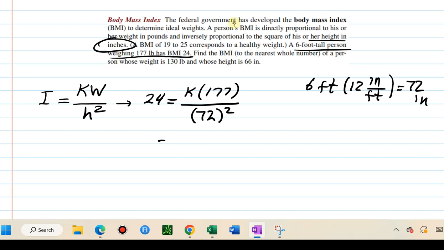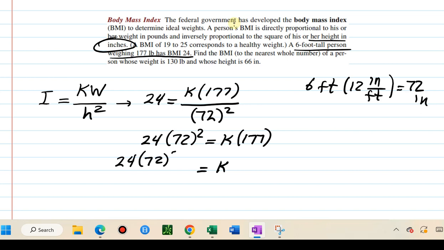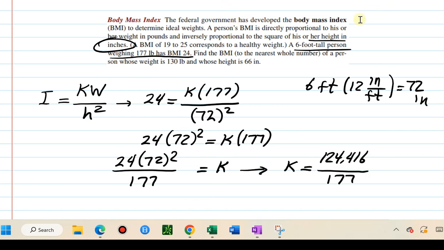Let me put the step in there. You multiply both sides by 72 squared and divide both sides by 177. So it's 24 times 72 squared divided by 177. And there we have it. I went ahead and multiplied the top, divided by 177. So this is the constant of proportionality.